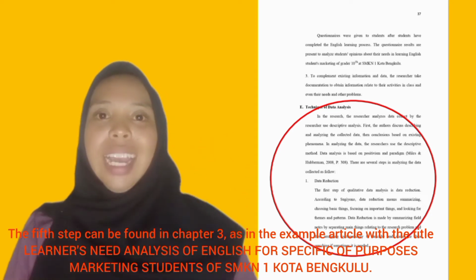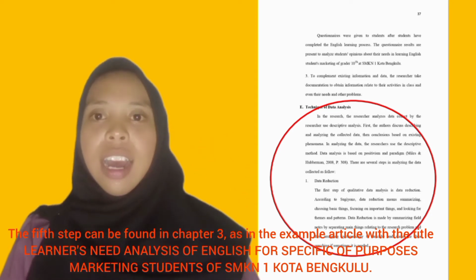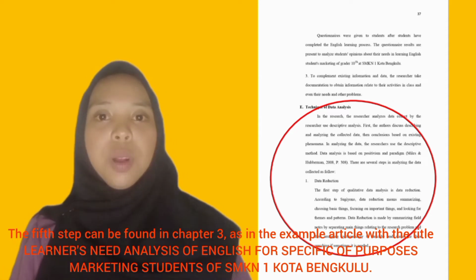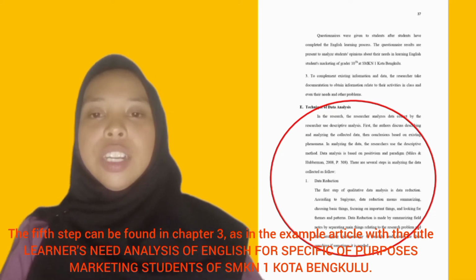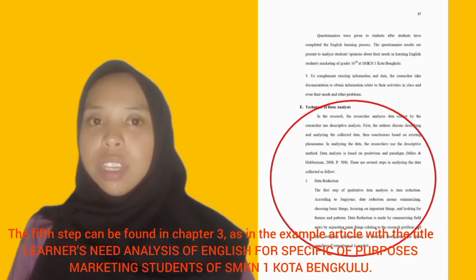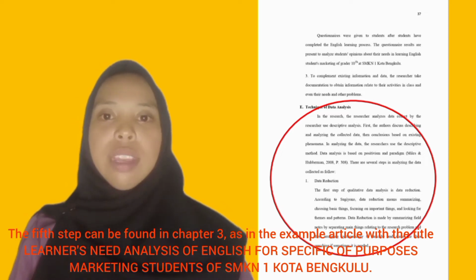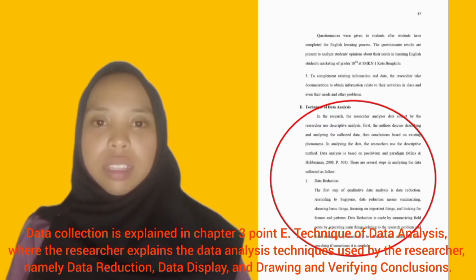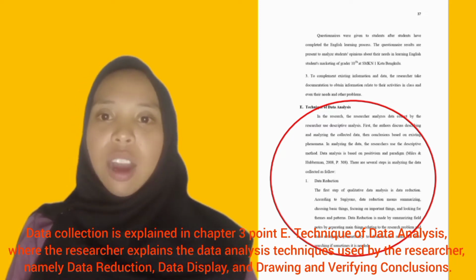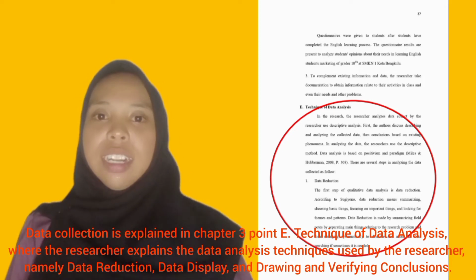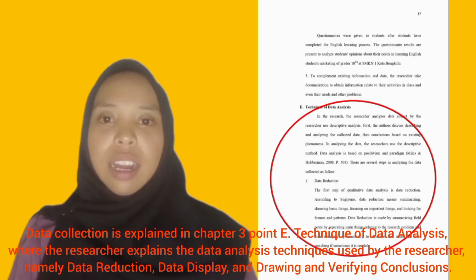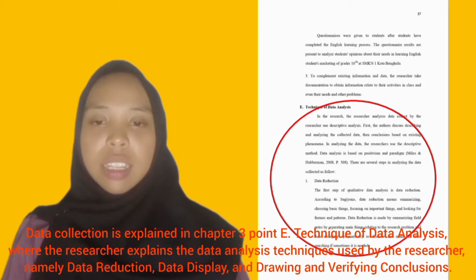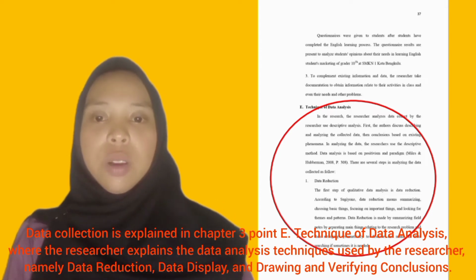For step 5, analyzing and interpreting data, the fifth step can be found in chapter 3 as in the example article with the title Learners need analyzing of English for specific of purposes marketing students of SMKN 1 Bengkulu. Data analysis is explained in chapter 3.E, technique of data analyzing, where the researcher explained the data analyzing technique used by the researcher, namely data reduction, data display, and drawing and verifying conclusions.